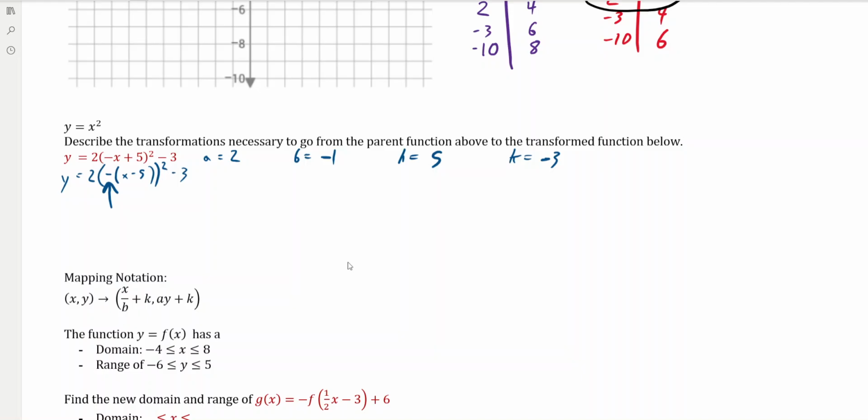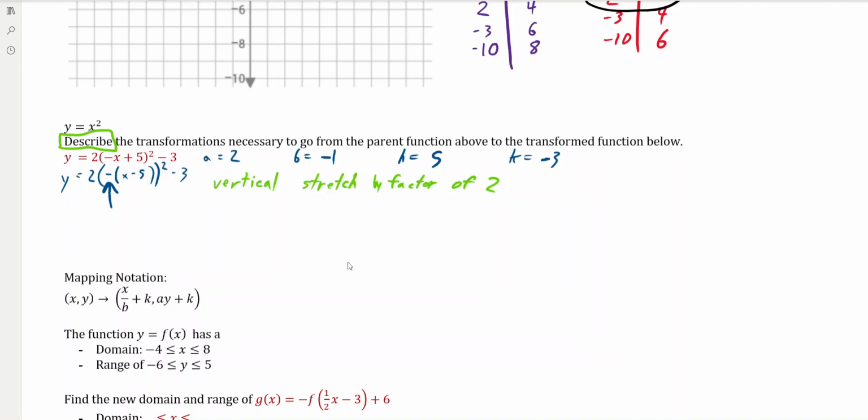Now we have all of those different things. Now we can describe, this is the key here, describe the transformations. So what we're going to do is have a vertical, did I do the same basic? I kind of did, didn't I? Vertical stretch by factor of 2.